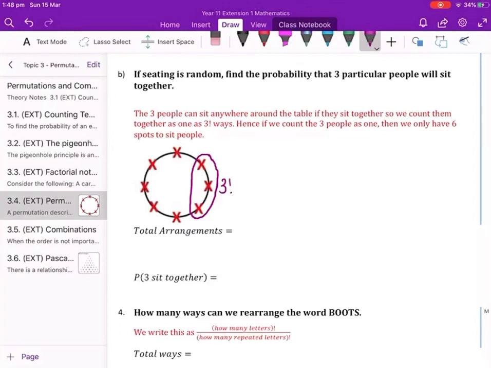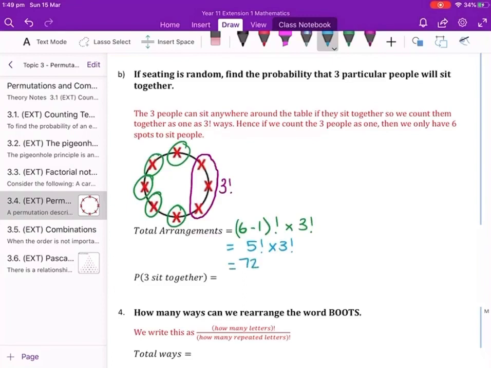So to work out the total arrangements, we now have 1, 2, 3, 4, 5, 6 places where people can sit. So we do n minus 1 factorial, so 6 minus 1 factorial, times our 3 factorial ways. So when we calculate that, 6 minus 1 is our 5 factorial, multiplied by our 3 factorial, and 5 factorial times 3 factorial is 720.